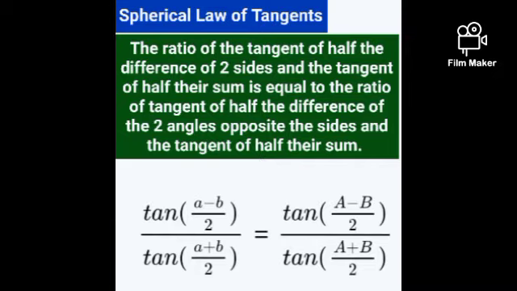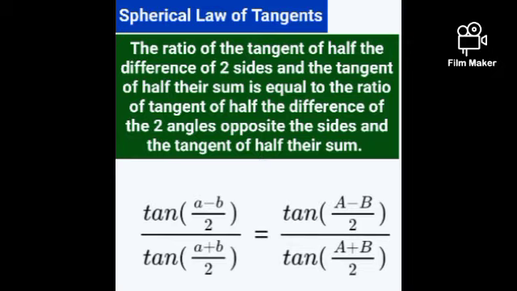We now state the spherical law of tangents. The spherical law of tangents states that the ratio of the tangent of half the difference of two sides and the tangent of half their sum is equal to the ratio of the tangent of half the difference of the two angles opposite the sides and the tangent of half their sum.